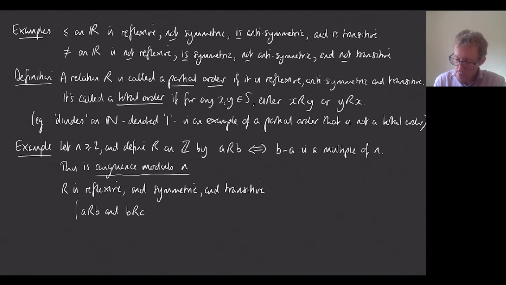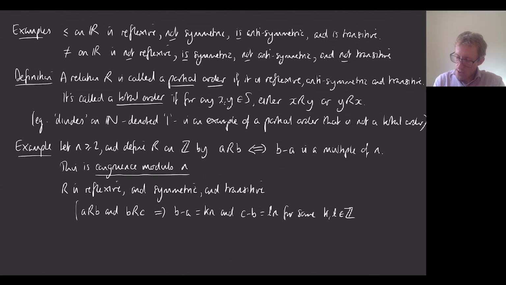But by the definition, if A is related to B, that means B minus A is a multiple of n. So let's write it as k times n for some integer k. And B is related to C means that C minus B is some multiple of n. Let's call it L times n, for some k and L integers.